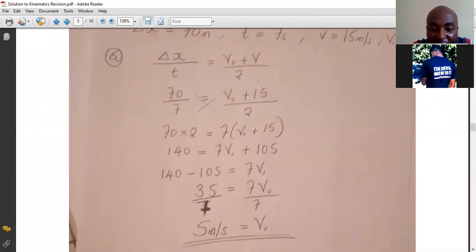Then the 105 can cross there. You have 140 minus 105. Then you get 35 equals 7 V naught. When you divide over 7, the answer is 5. If you want, you can divide the power of 10, we shall put 10 over 1.